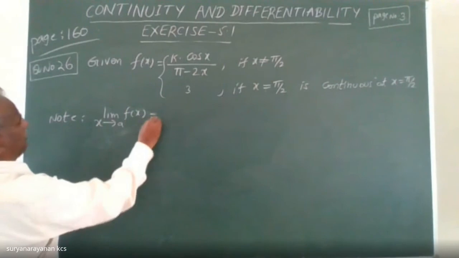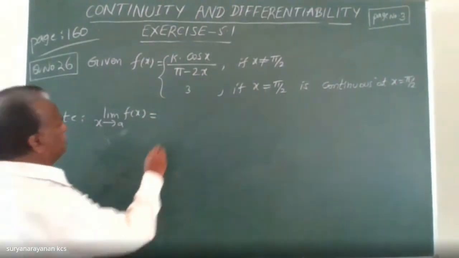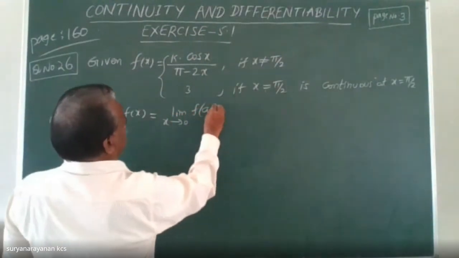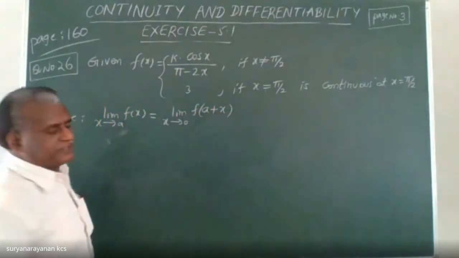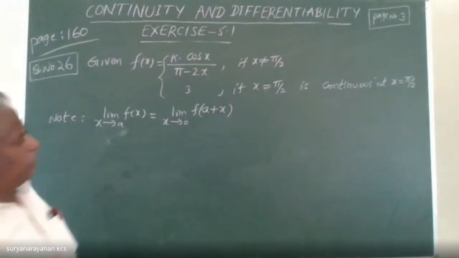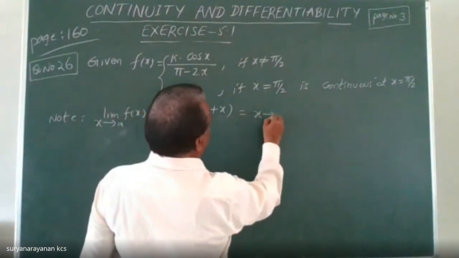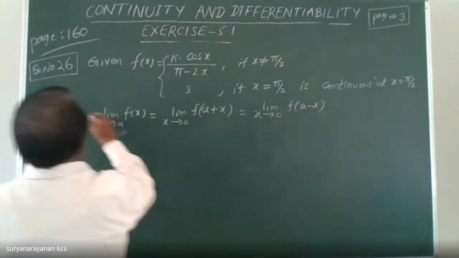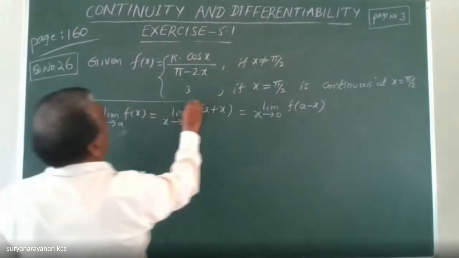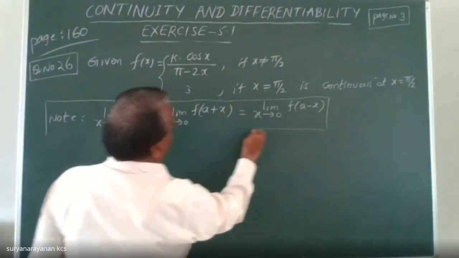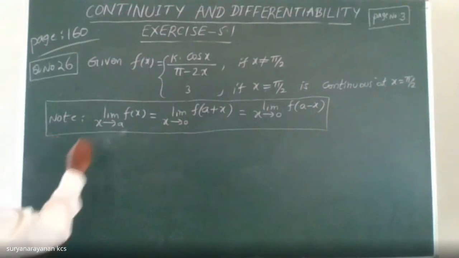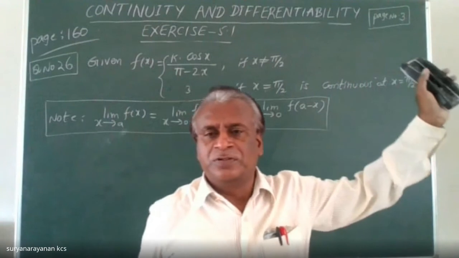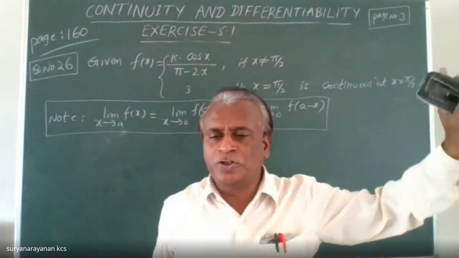As x tends to a, limit f of x is equal to, as x tends to 0, limit f of a plus x. Or sometimes we can use as x tends to 0, limit f of a minus x. We use this point to find the limit of this function. Now, at which point is the function continuous? At x is equal to pi by 2.